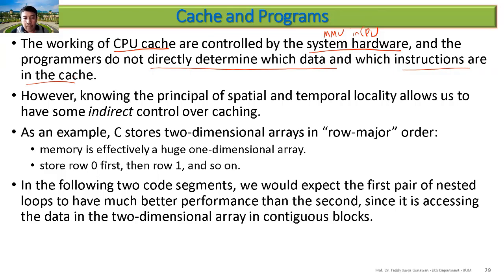But knowing the principles of spatial and temporal locality allows us to have some indirect control over caching. For example, we have two-dimensional arrays in row major order. The memory is effectively a huge one-dimensional array. So the memory is like this, right? So this is the memory.